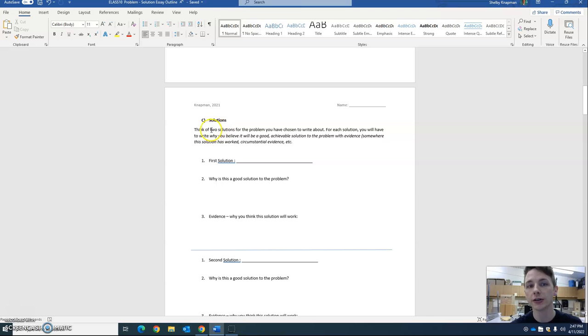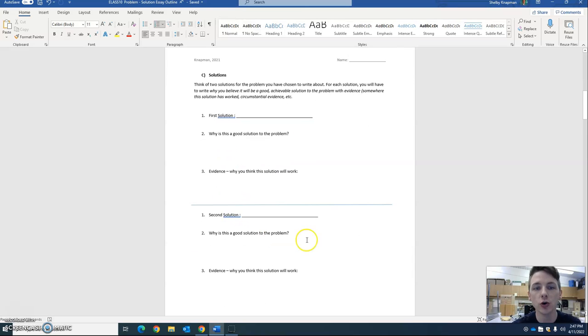The solutions. You have to think of 2 solutions for the problem you have chosen to write about. For each solution, you will have to write why you believe it will be a good, achievable solution to the problem, with evidence. So you have to write about the fact that somewhere else used this solution and it worked. Or circumstantial evidence. So I know that providing people with A leads to B. Therefore, we can assume that. So you can use circumstantial evidence by speculating that if this solution worked in this circumstance, it could work in this different circumstance. But you're going to find 2 separate potential solutions to your problem.